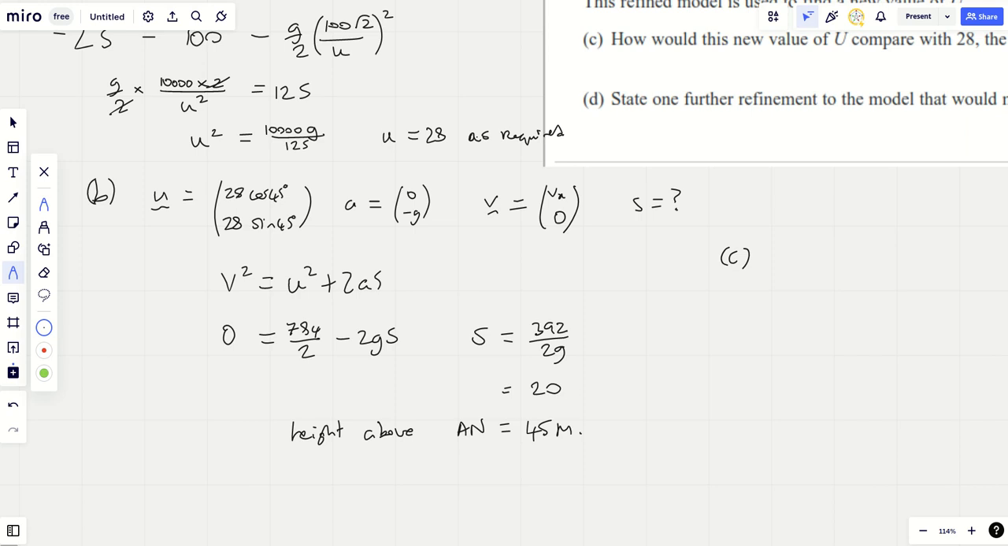Now let's have a look at what they've got in the next part of the question. One second, let me just move this over. I'm not great on this whiteboard.